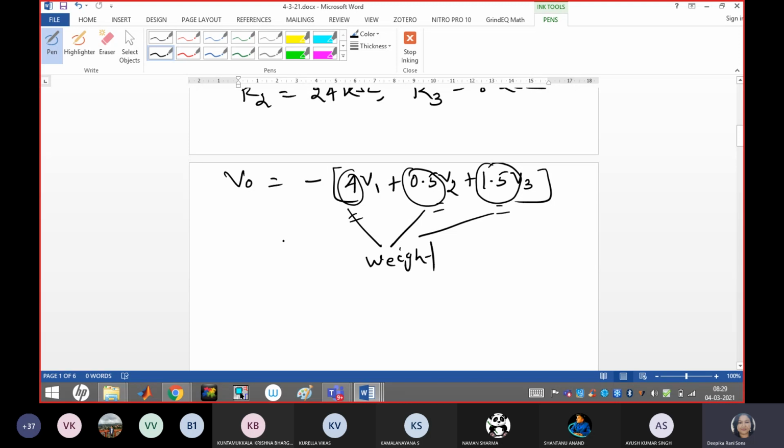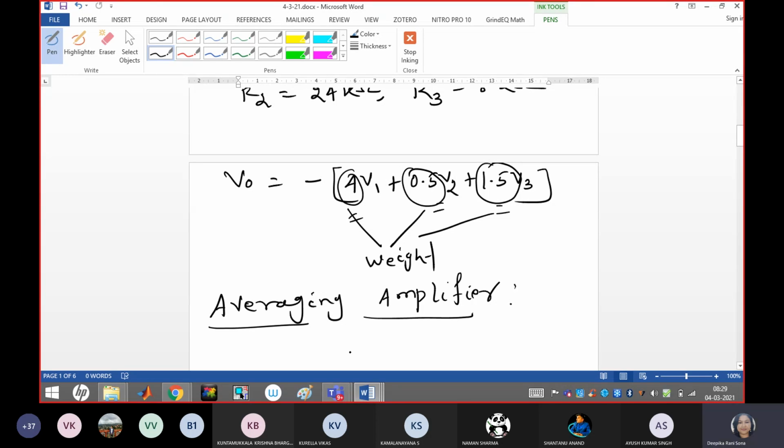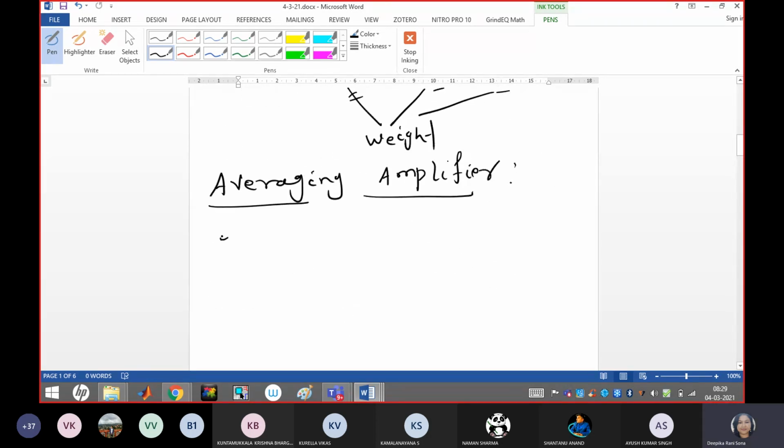Suppose in the previous equation we have seen R1 equal to R2 equal to R3 equal to R. Let me write the topic: next one is averaging amplifier. So if R1 equal to R2 equal to R3 equal to R, as we are considering in the previous circuit, the weight equation, or the gain equation, will become RF by R. It means 1 by n.